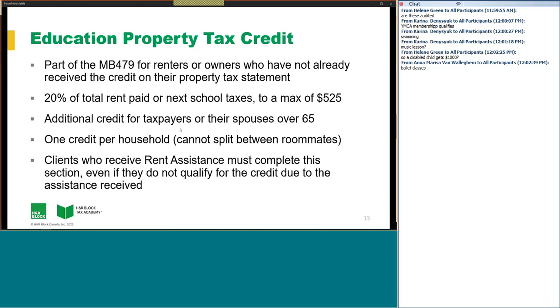What you get is 20% of total rent paid, or sorry, that should be net school taxes, to a max of $525 for 2021. Does anyone know how much it used to be before 2021? What was the rent credit in previous years?